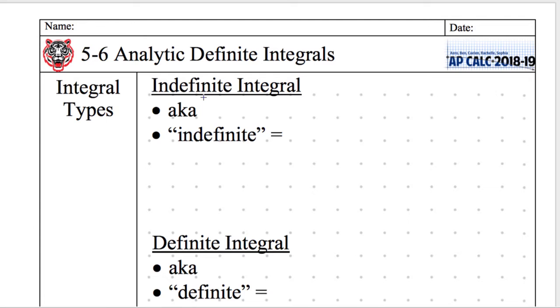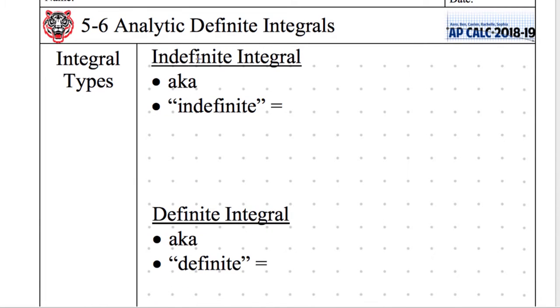Let's talk about analytic definite integrals in terms of types. So we know indefinite integrals. We've been playing with them all of Lesson 5 so far. These are also known as antiderivatives. I've been using that word interchangeably. And when I say indefinite, what I'm really saying is that we don't really know where the start and end value is. You're just assuming that you're taking all of the function.